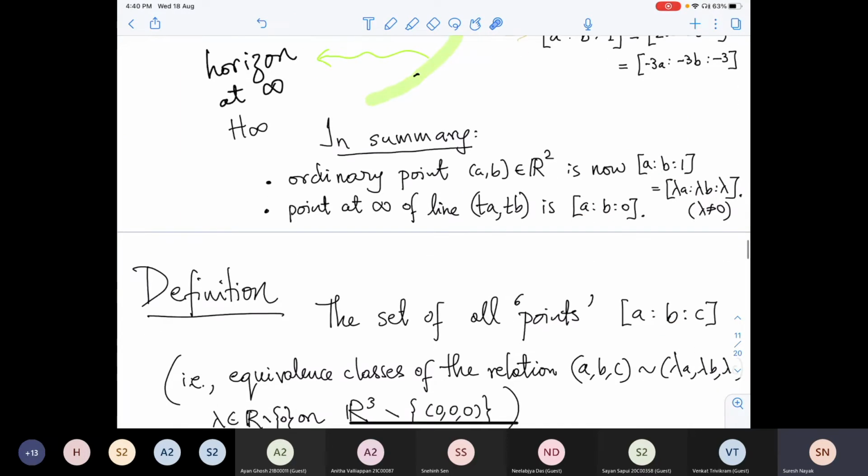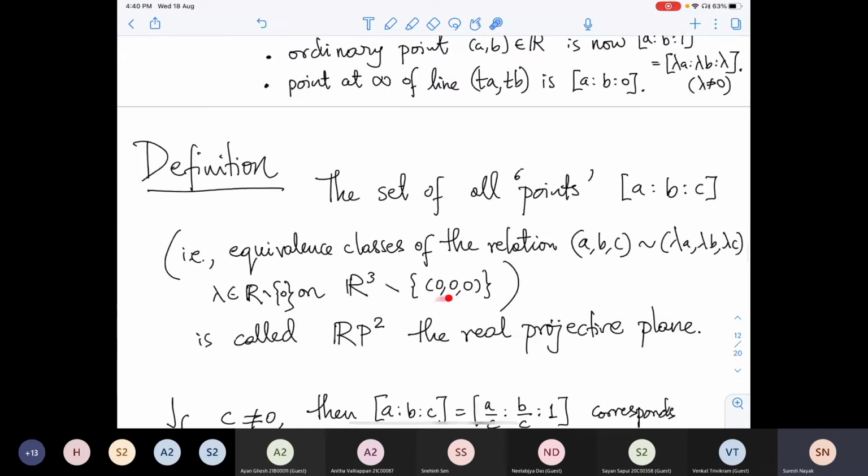That is the only thing we are not allowing, because that point will have no meaning in the situation we are trying to describe. All other triples, up to simultaneous scalar multiplication, we'll identify. When we identify them, we'll write them as simultaneous ratios like this, A colon B colon C. And this collection of points will be called the real projective plane. We'll denote it as RP2, P is for projective.